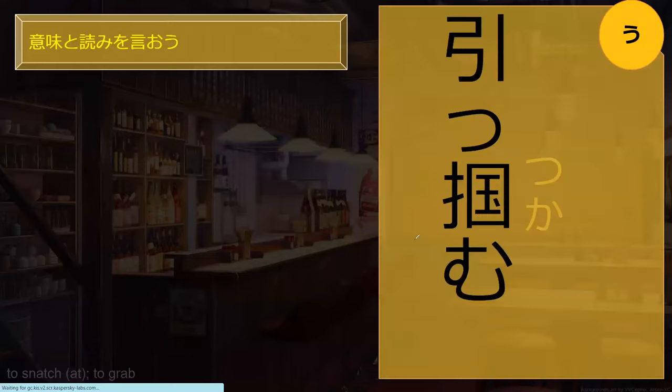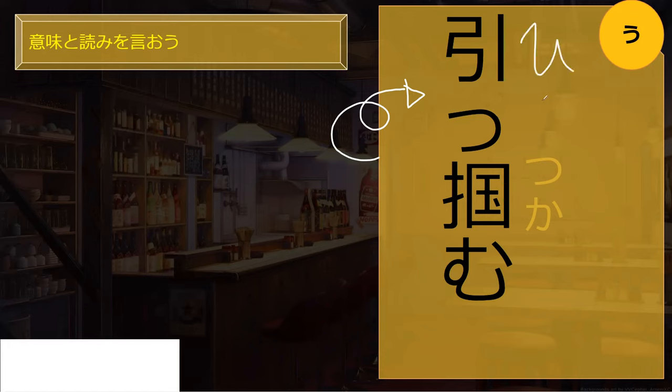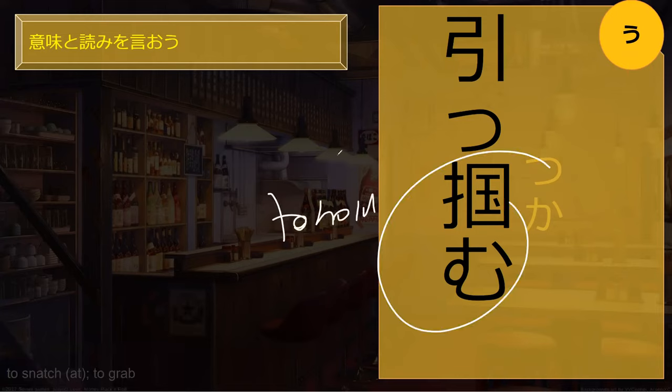Right. Can you read this word for me? Tsukamu. So tsukamu is to grab, and he is to pull, a lot of times pulling toward you. So to pull and grab in Japanese is to snatch at, or just really to grab. Because tsukamu is actually to hold. So holding plus pulling is to grab, to snatch at.